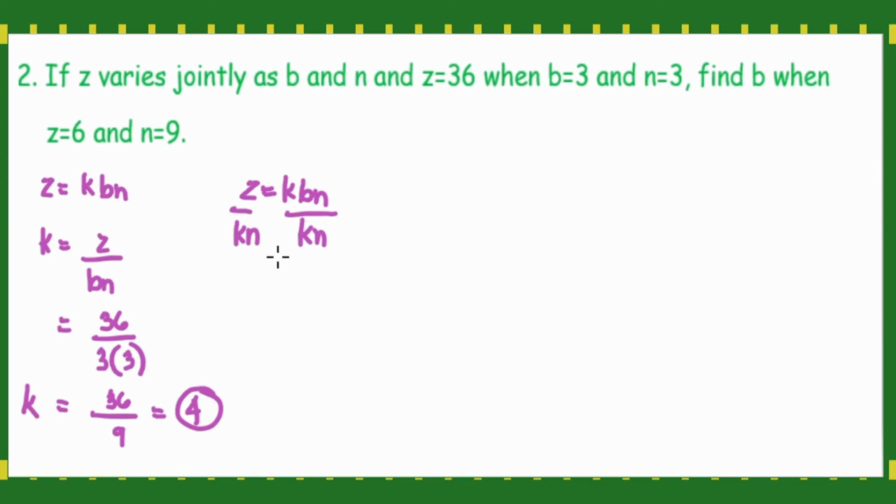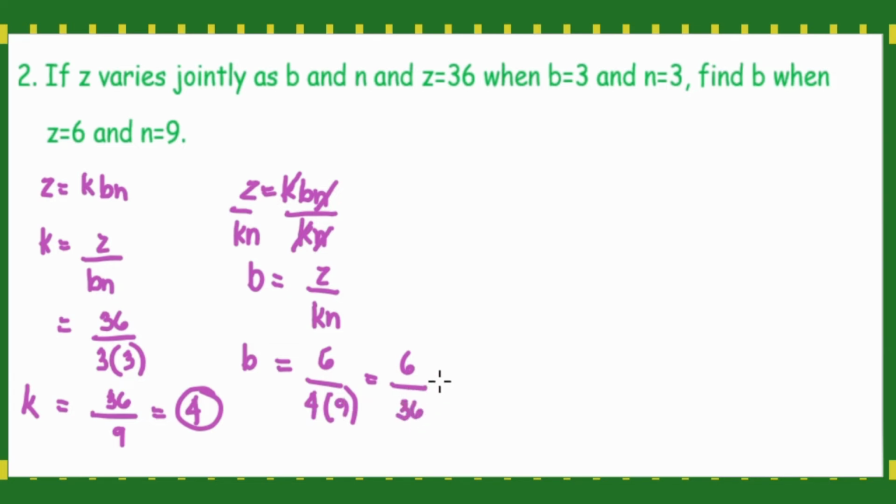also on the left side. So, k divided by k is 1, n divided by n is 1 also. So, we have 1b is equal to yung sa left side, which is z over kn. Z is 6. So, we will have 6 here. K is 4. So we have 4. N is 9. So we have 6 over 4 times 9 is 36. So we will just put it in lowest term.